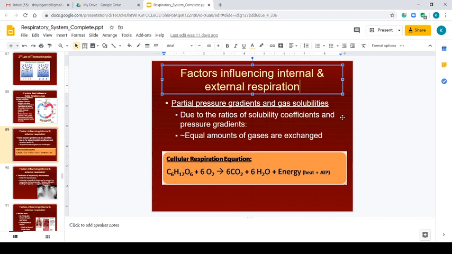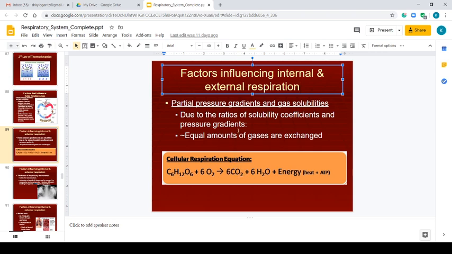Because if we are going to look down here in cellular respiration, if we're going to take in six oxygen, and it makes six carbon dioxide and water, we need to be able to get rid of that much. If we take in six and only get rid of four, we're going to have an accumulation of carbon dioxide. That's going to be an issue, right? That's a waste product that we don't use, carbon dioxide.